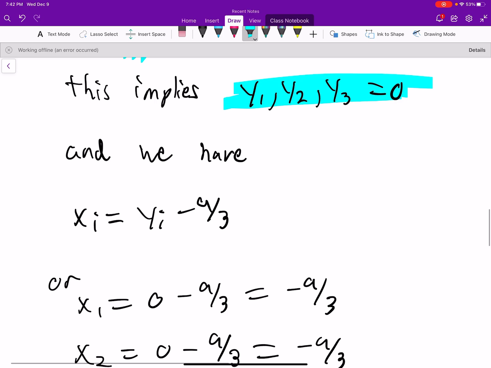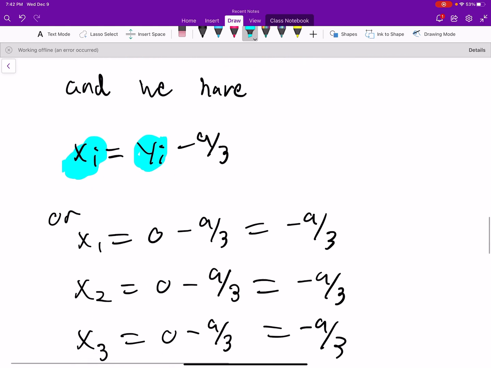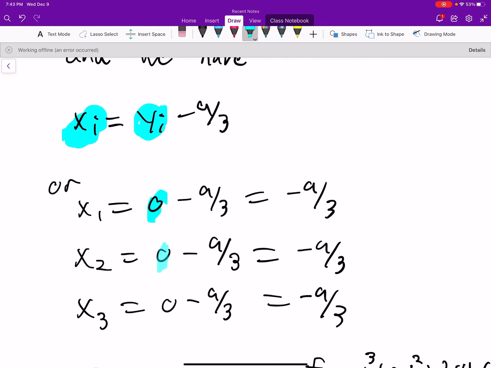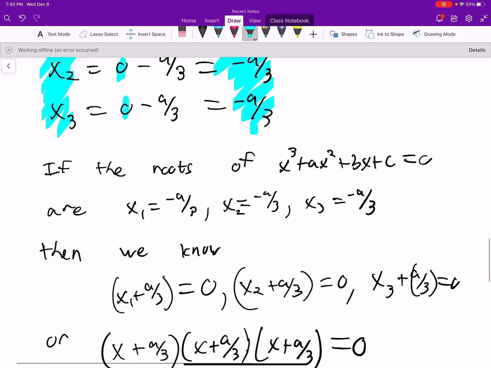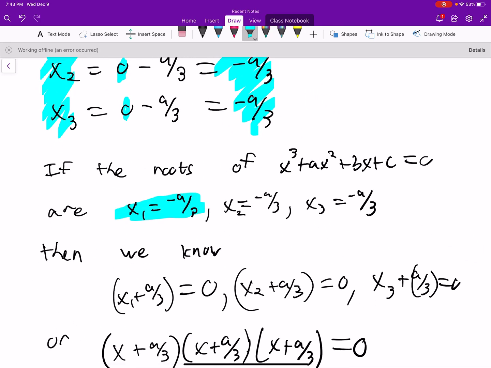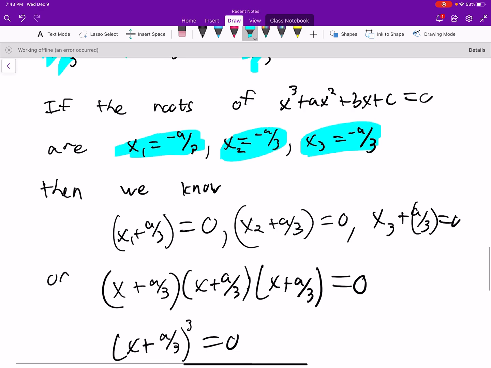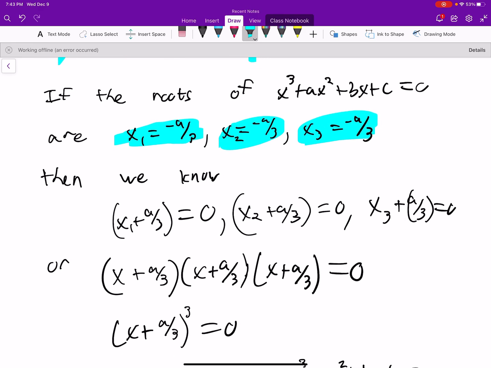So we have this equation. This equation's from page 47. And all the y's are 0. All of these are 0. So that means all the x's are negative a over 3. And so I just went ahead and did them individually. So all the y's are 0, and all the x's are going to end up being negative a over 3. So that means x1, the first root, the second root, and the third root are all negative a over 3. So I went ahead and said this.